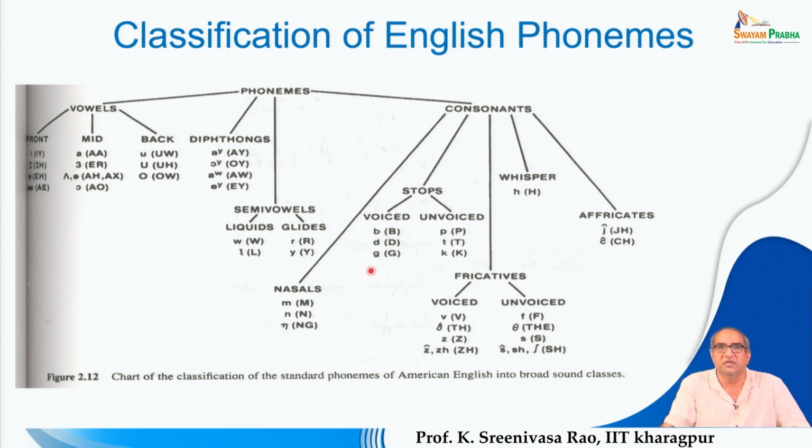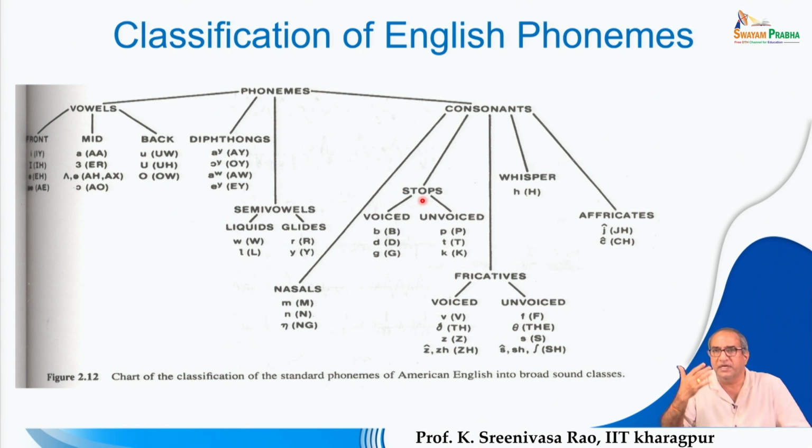Then we have the stops. We already came across these stops, how they are produced. One characteristic is that the vocal tract has to be completely closed, and then if the vocal folds vibrate, it becomes voiced stops. If the vocal folds don't vibrate, then it becomes unvoiced stops. In both cases they are stops because the exhalation of air is completely stopped, and the release of that is the excitation.